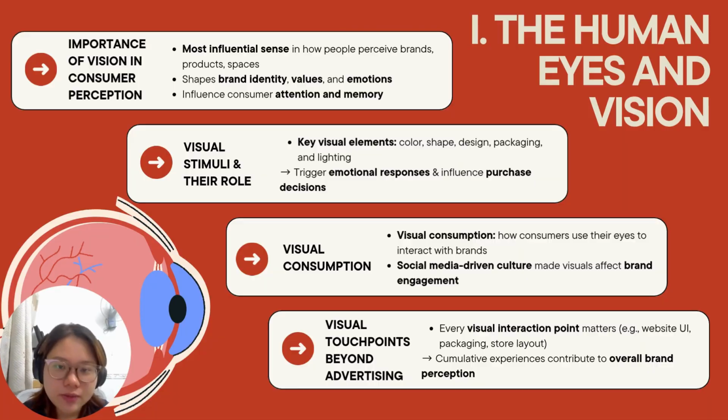The human eye is actually a very important part of our bodies. The visuals that we gain from our eyes are a kind of information that is put into our mind to help us judge our surroundings and form our perceptions, our thoughts, and therefore our behavior. So human eyes and vision are very important in shaping customer perceptions. The most influential sense is vision, as we discussed in the previous chapter, in how people perceive the brand, product, and the space. This helps shape the brand identity, the value, and the emotions we have with the brand.